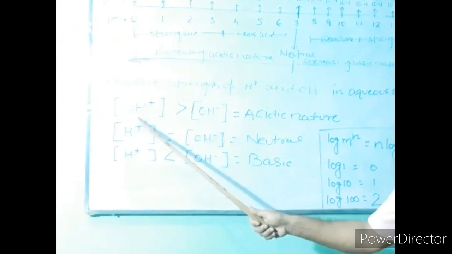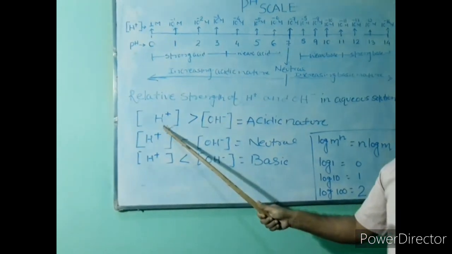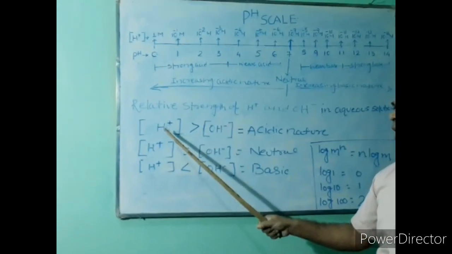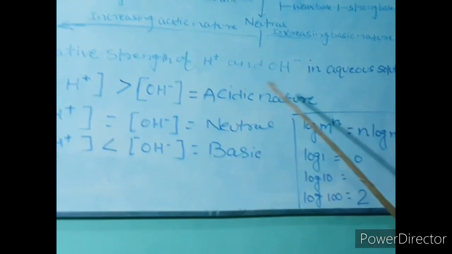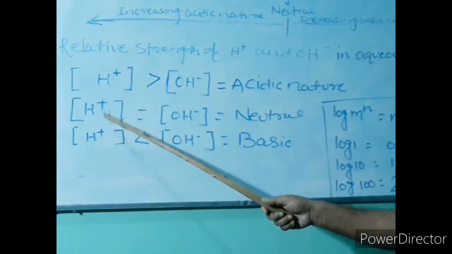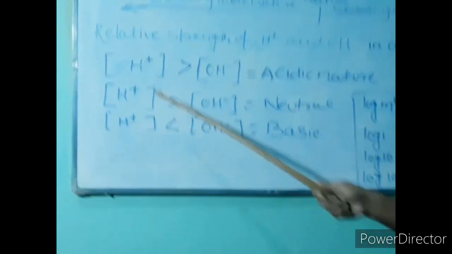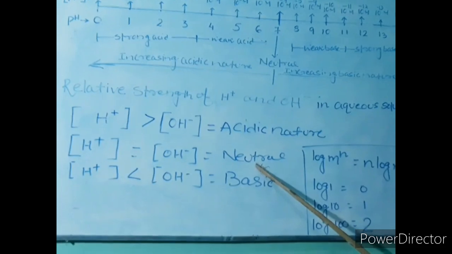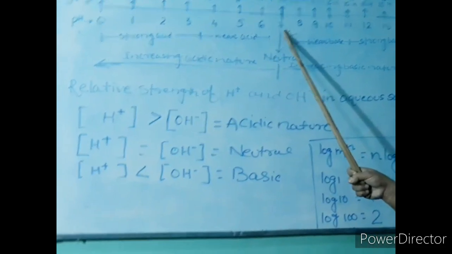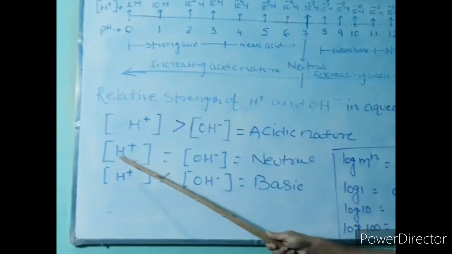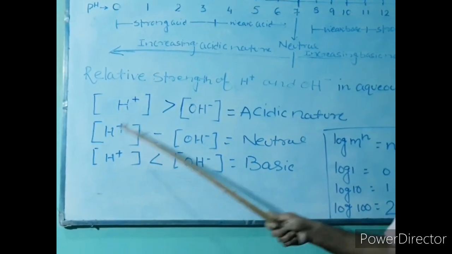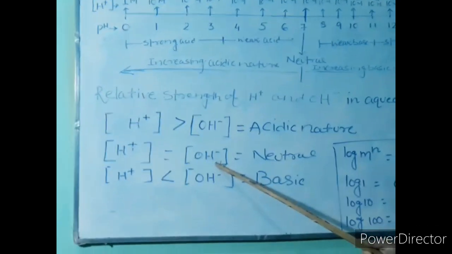But if the concentration of hydronium ion or hydrogen ion is greater than the concentration of hydroxyl ion, then that solution will be acidic in nature. If the concentration of hydrogen ion is equal to the concentration of hydroxyl ion, then it is neutral. Neutral has pH 7. It means in that solution the concentration of hydronium ion or hydrogen ion is equal to the concentration of hydroxyl ion.